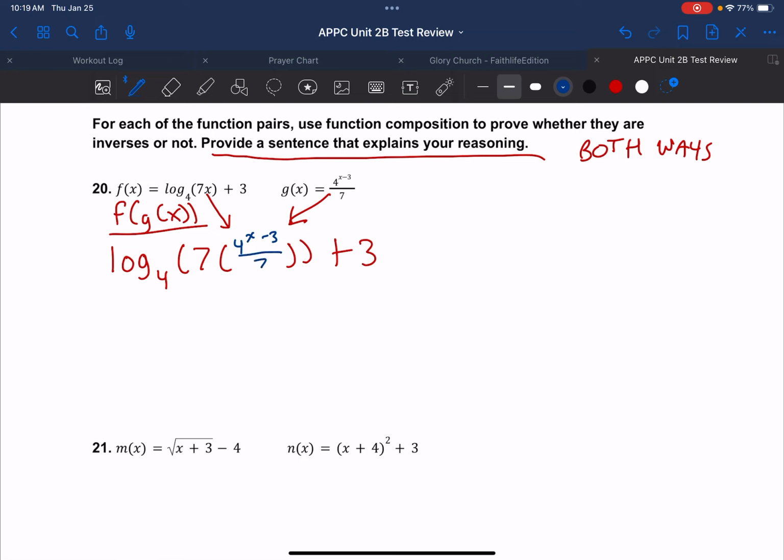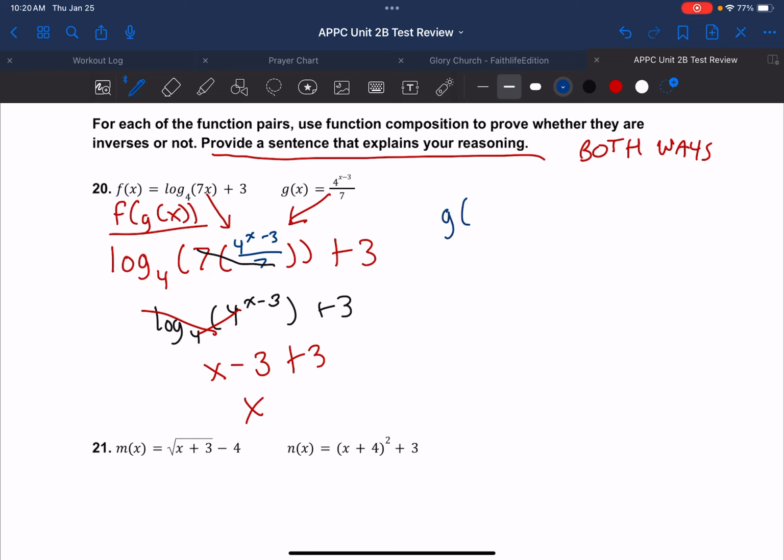And now let's slowly start canceling stuff out. I've got 7 and I've got divided by 7, so this can cancel out, and I have log base 4 of 4 to the x minus 3 plus 3. I have log base 4 and 4 as a base, so these would cancel out, and the x minus 3 comes down, and then I'm left with x. So f of g of x yields x. That's good. Let's check the other way now.